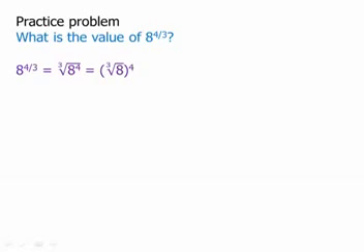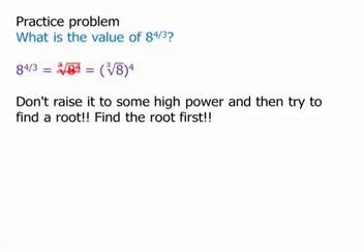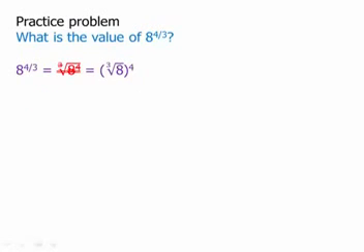We can do that and then raise it to the 4th. So that first one is just a horrible idea. Don't raise it to some high power and then try to find a root. Find the root first. That's an enormous point of strategy. So we'll find the root first, and of course the cube root of 8 is just 2. So we get 2 to the 4th, and that's 16.